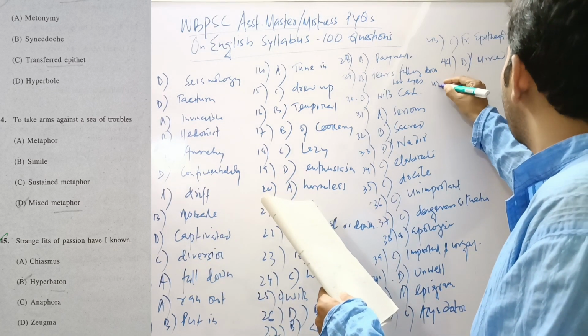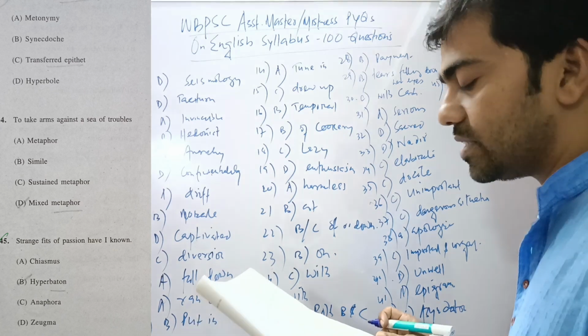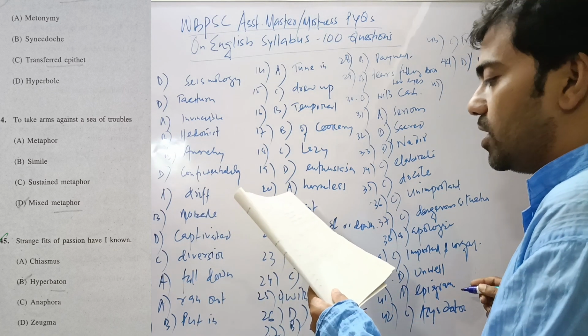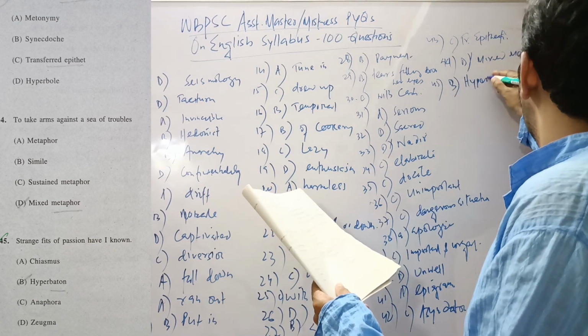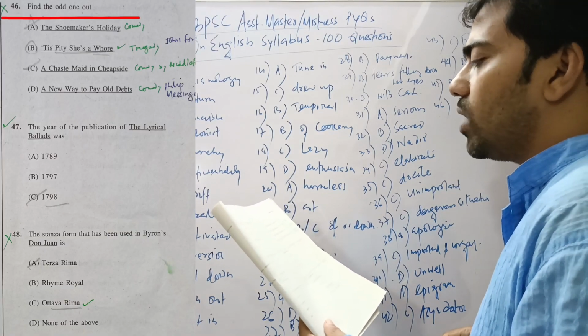Okay, 45. Very standard type of questions, I repeatedly mention this. Strange feats of passion have I known. So the figure of speech is hyperbaton. Hyperbaton.